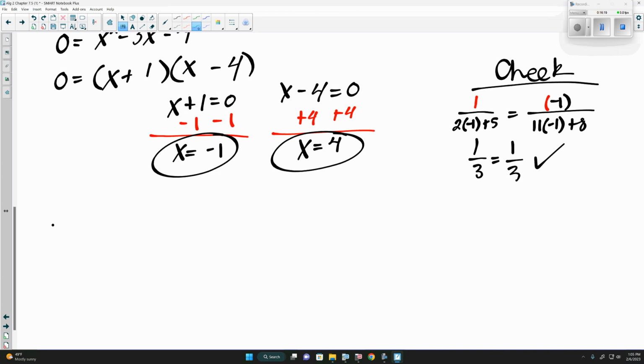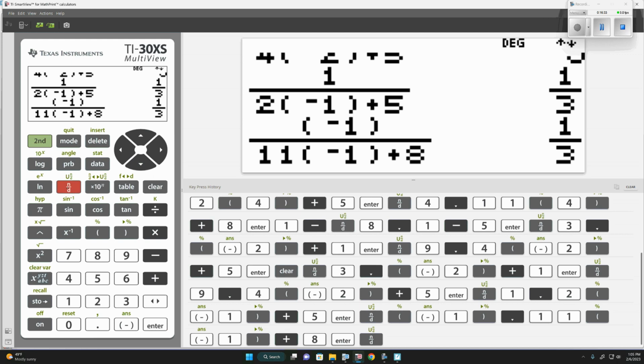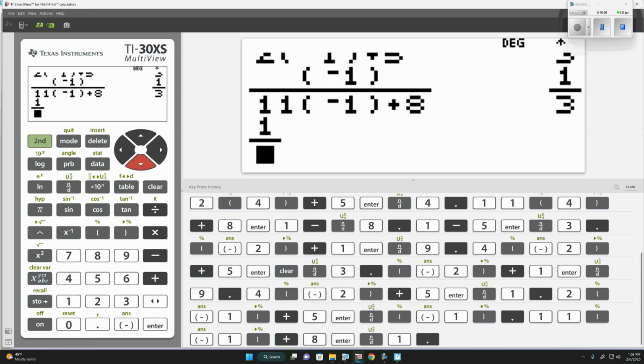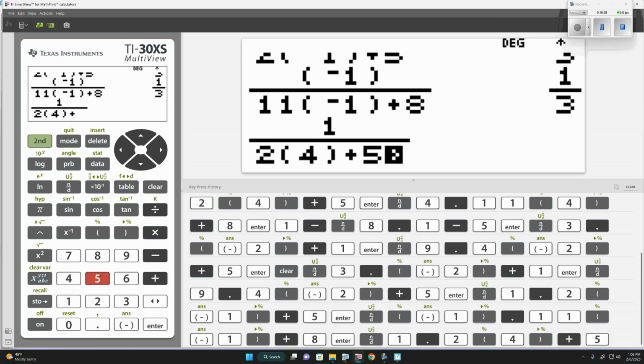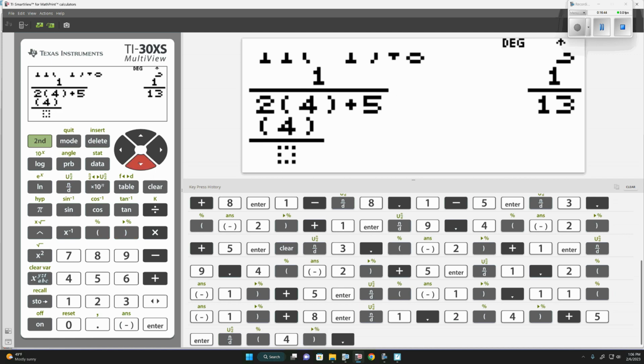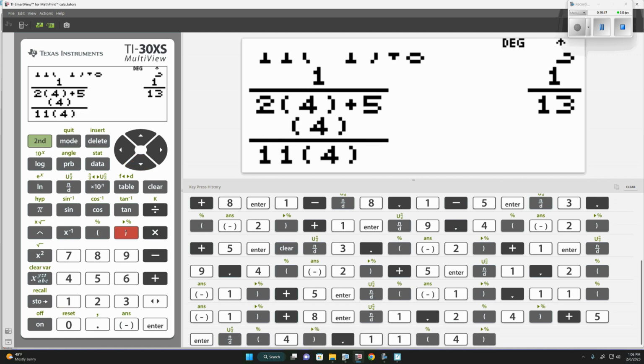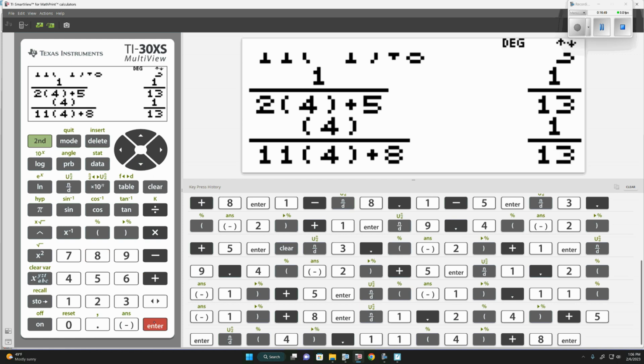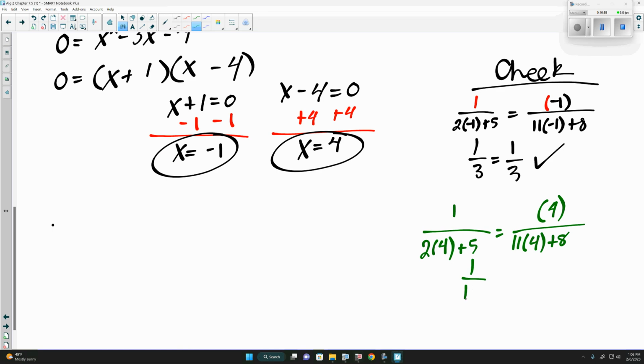Now we can do the same thing with 4. You can say 1 over 2 times 4 plus 5 is equal to 4 over 11 times 4 plus 8. Grab the calculator again. 1 over 2 times 4 plus 5 is 1/13. 4 over 11 times 4 plus 8 is also 1/13. Okay, they check. They work out.